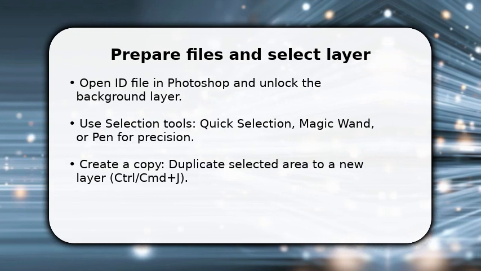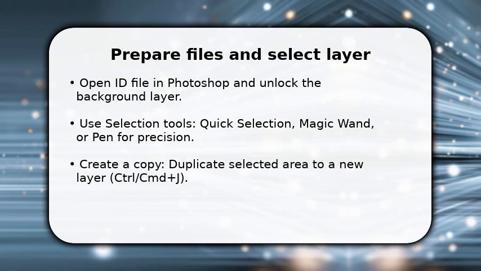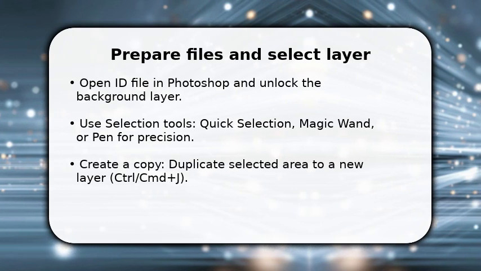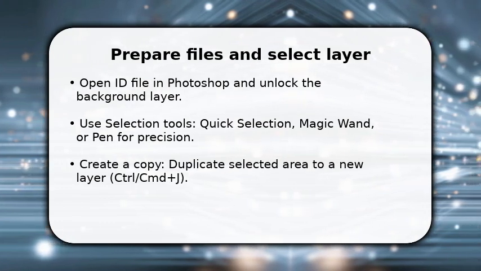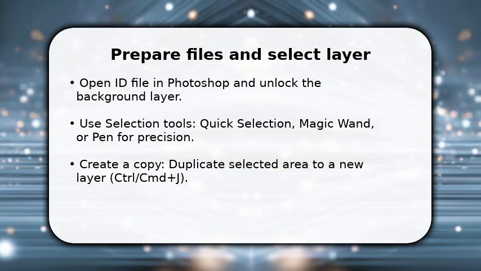Once you have a selection, press Ctrl/CMD+J to isolate it on its own layer. Make sure to toggle the visibility of the original to check edges. You're setting up a non-destructive workflow, so later adjustments won't damage the source file.